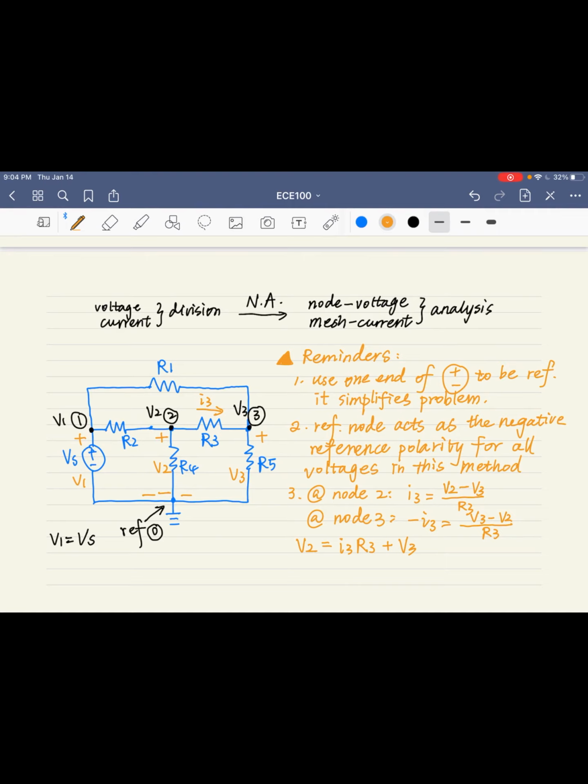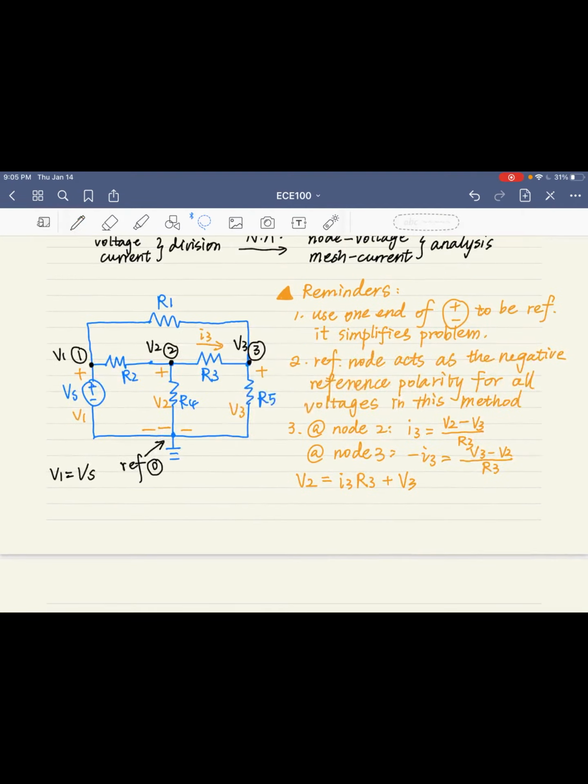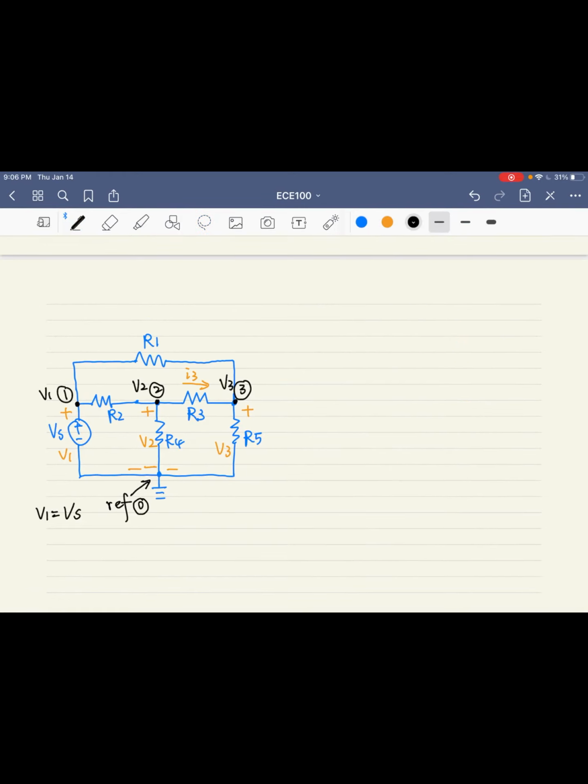Before you get familiar with all the reference stuff, I recommend you to literally draw the reference polarities of the voltage as well as the reference direction of the current you want to compute. And once you get familiar with that, you can skip this step. After all these reminders and clarifications, let's get ready to seriously solve it.